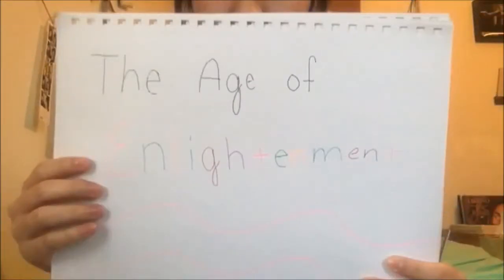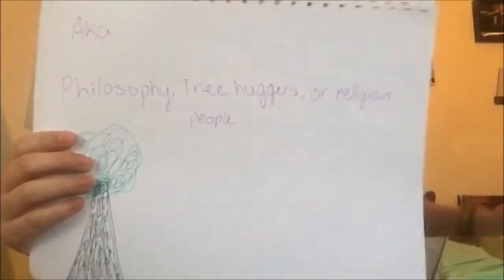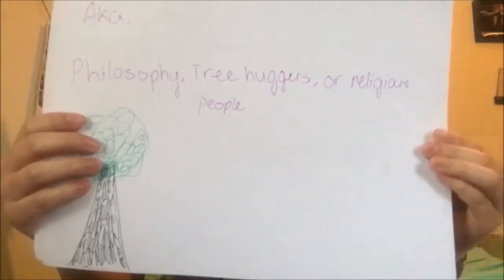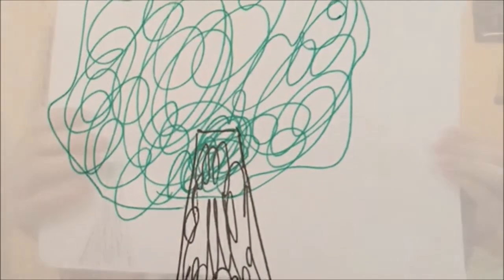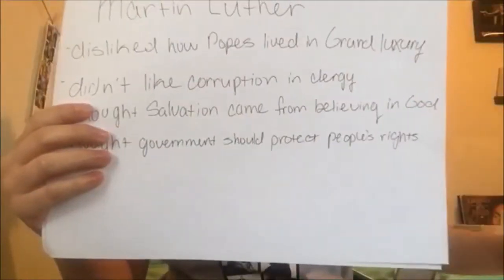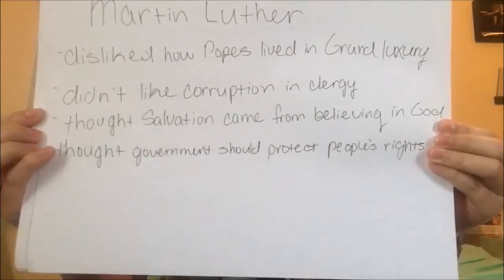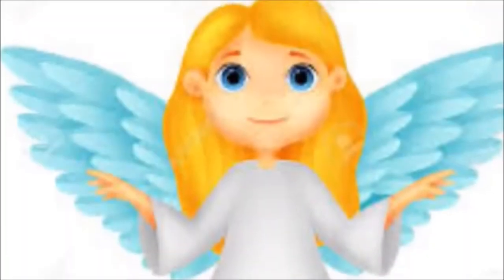Okay, so starting off, the Age of Enlightenment was a time with philosophers, tree huggers, and religious people who realized things about life. And by the way, this is a really ugly tree. Okay, so Martin Luther was one of the first people. He disliked how popes lived in grand luxury, didn't like corruption, and he thought salvation came from believing in God.